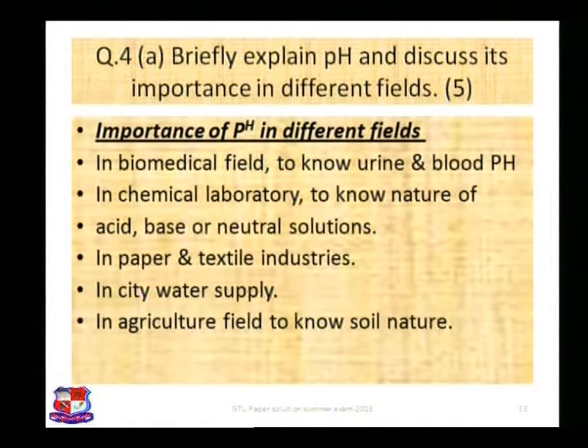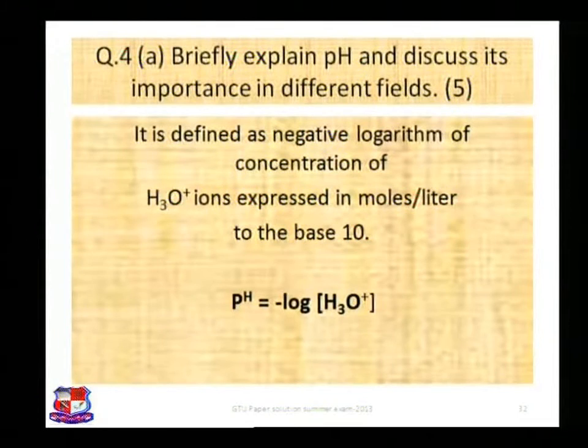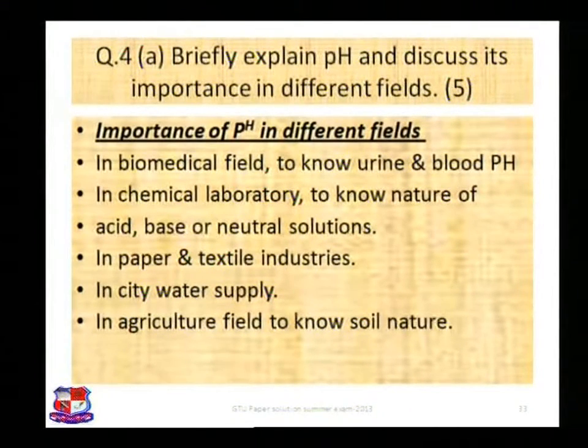Next thing is the importance. What is the importance? You know that in the biomedical field, it is used to know the urine and blood pH; in the chemical laboratory, to know the nature of acid, base or neutral solutions; in paper and textile industries; in the city water supply; and in the agriculture field, to know the soil nature. So these are all the fields where the pH is extremely important, and in the 5 marks question they are demanding us to explain the pH. That's why we have given the definition, the mathematical form, and the importance. When you complete these 3 points in one answer, your 5 marks question answer is now over.